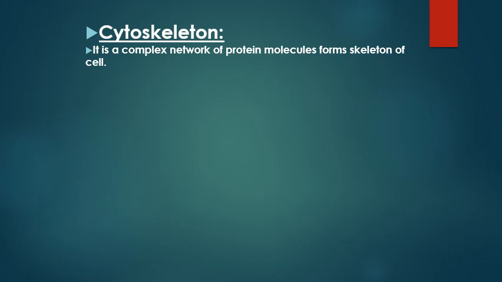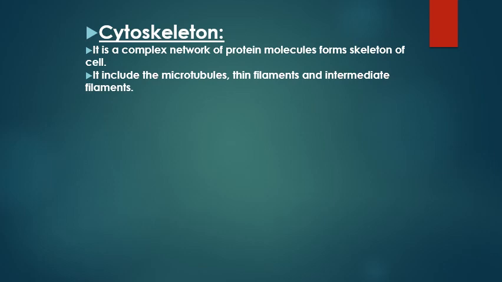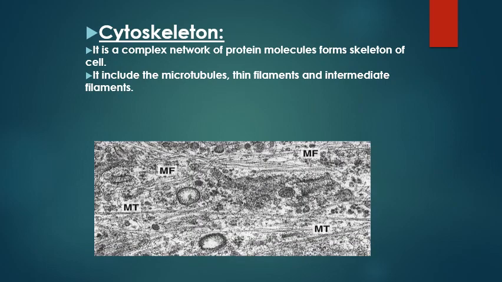The cytoskeleton is a network of protein molecules needed for keeping the shape of the cell and helping the cell to move and to make processes such as pseudopodia. It includes microtubules, microfilaments, and intermediate filaments. This is an EM picture of the cytoskeleton.